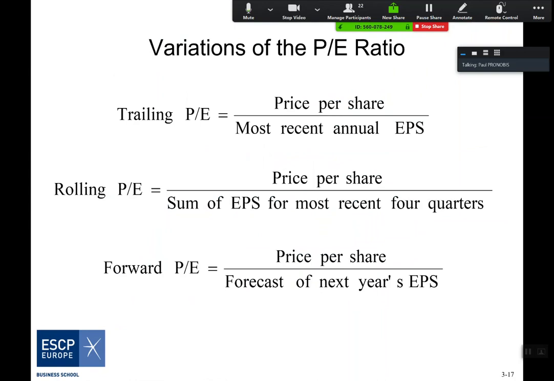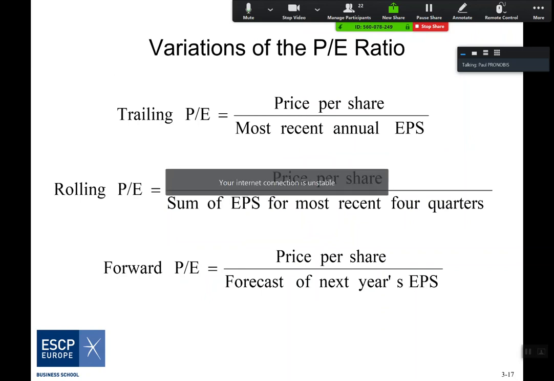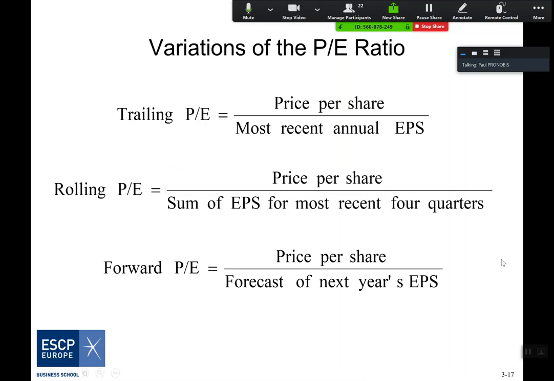Okay, so just some additional information. You don't necessarily need it, but if you walk across those terms, just so that you know what they describe. We distinguish between the trailing PE ratio, a rolling PE ratio, and the forward PE ratio. The trailing PE ratio is the price per share of the stock divided by the most recent annual earnings per share. The rolling PE is the price per share of the stock divided by the sum of earnings per share for the most recent four quarters. That's a rolling, okay? So we're not waiting until the full year is done, but we're rolling from quarter to quarter, always averaging out four quarters.